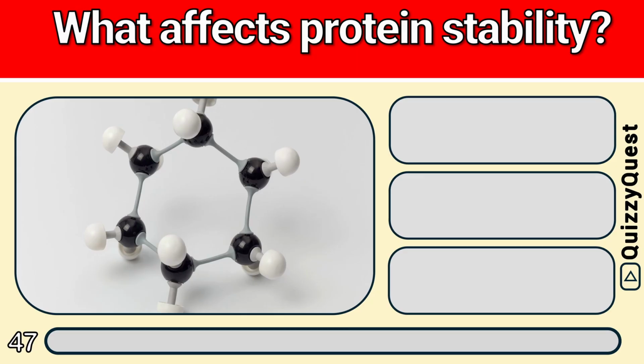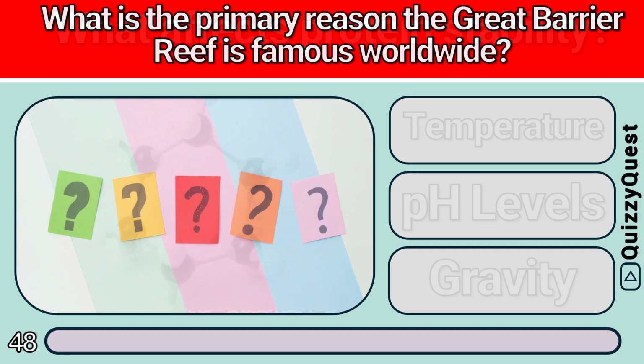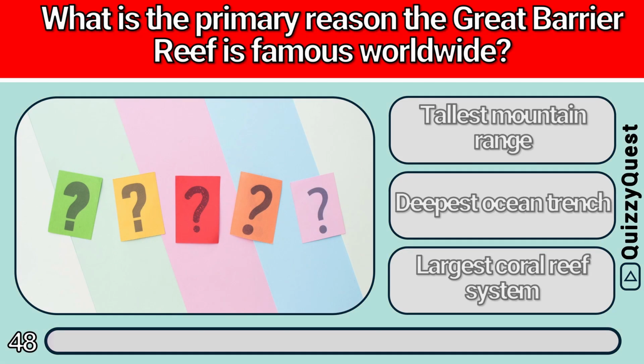What affects protein stability? Is it A, temperature, B, pH levels, or C, gravity? It is A, temperature. What is the primary reason the Great Barrier Reef is famous worldwide?